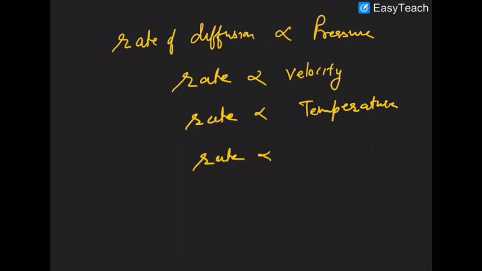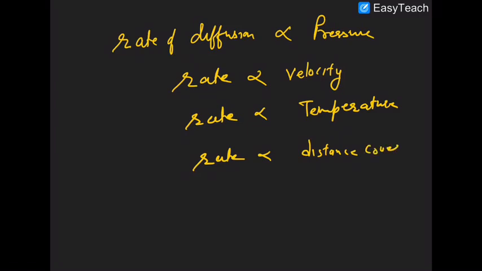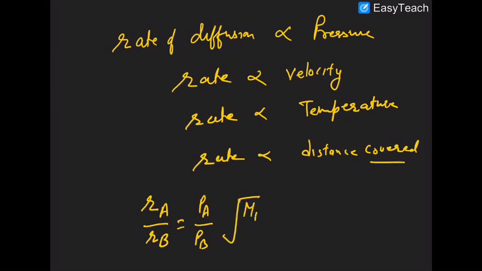Rate is proportional to the distance covered. So all these values you can replace by the distance and you will get the answer. Okay, so let us suppose gas A and gas B are coming from different regions of space, then rate A is proportional to PA, rate B proportional to PB, but inversely proportional to their molar masses. So that will be the rule.